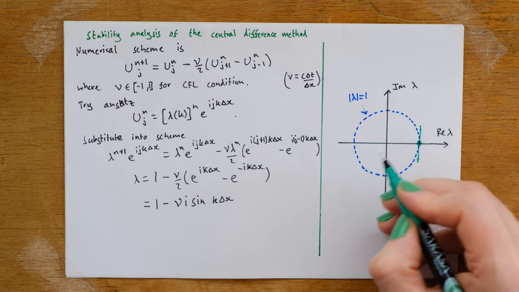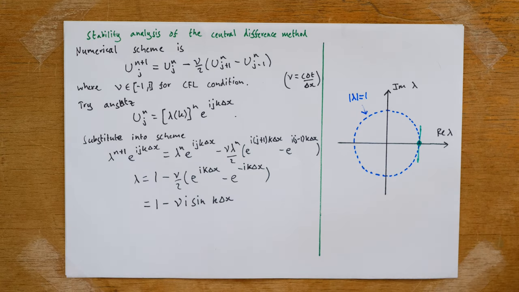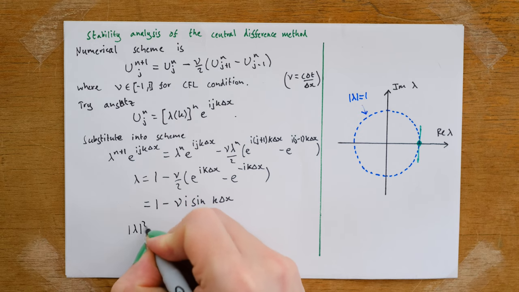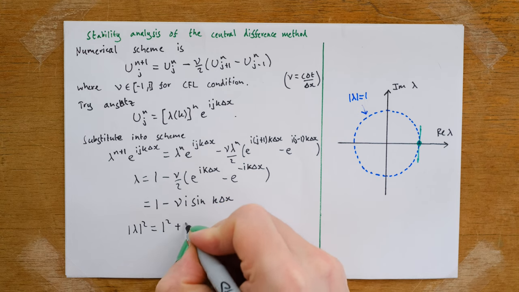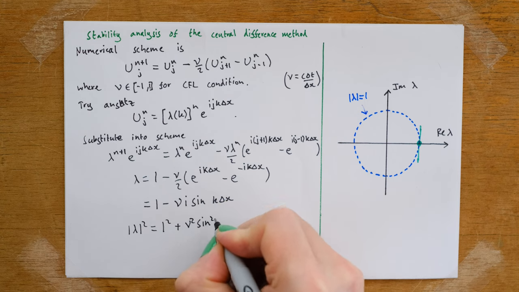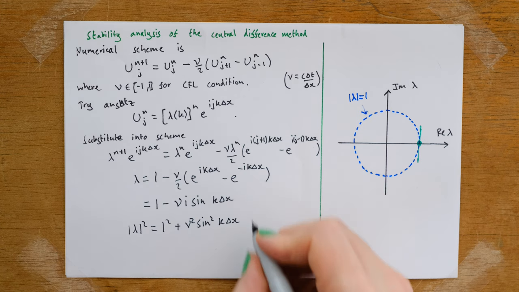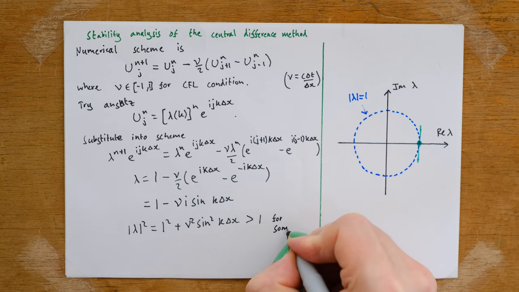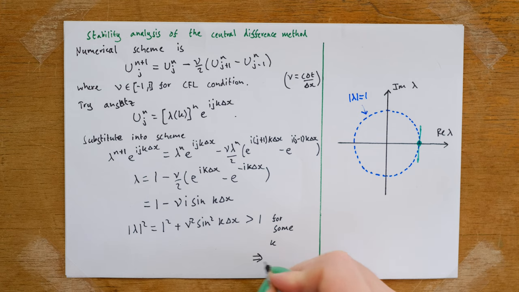And we can therefore verify this with calculation. So if we look at the magnitude of lambda squared, that will be 1 squared plus nu squared sine squared k delta x. And this is greater than 1 for some k. And that implies then that this is an unstable scheme.